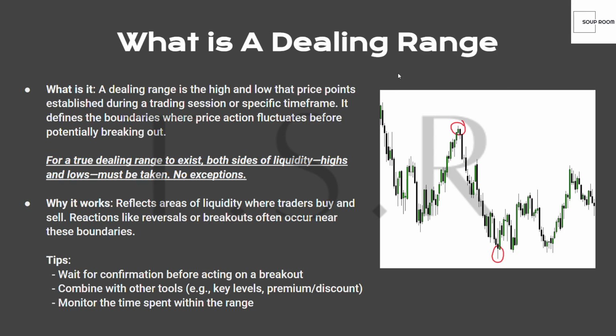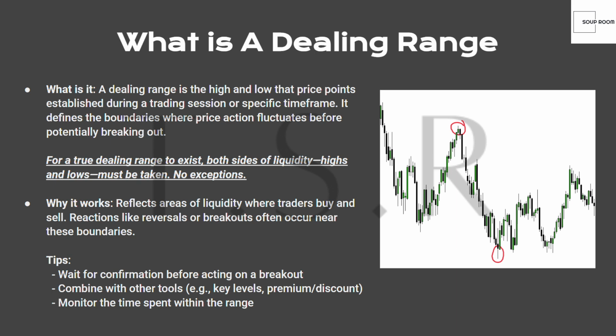So what exactly is a dealing range? For those of you who are new to ICT, you probably have never heard this term. For those of you who know ICT and who have learned from him, you guys will be bored. Still, repetition is key. So what is it? A dealing range is the high and low that price points established during a trading session or a specific time frame. It defines the boundaries where price action fluctuates before potentially breaking out.